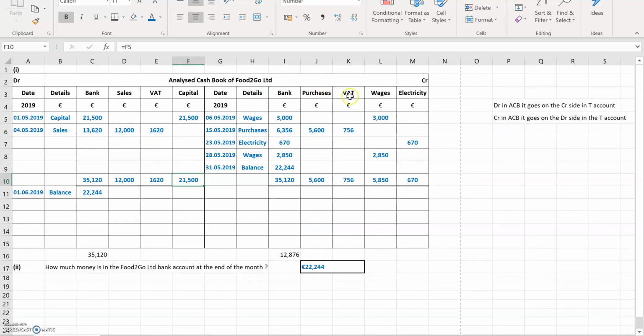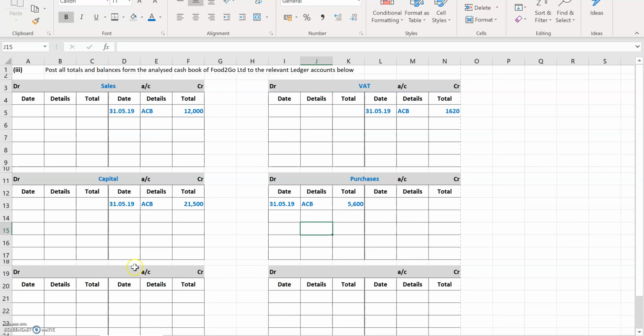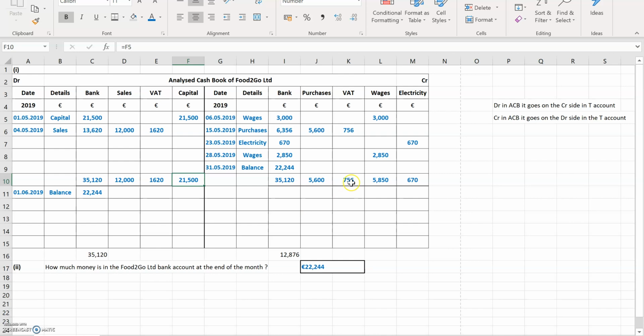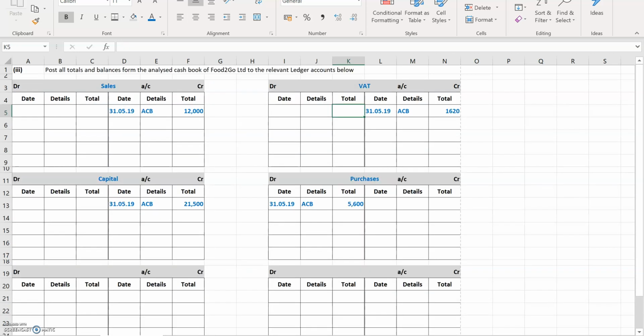Then we look at the next one. So VAT. It's on the credit side in the analyzed cash book, so it goes on the debit side in the ledger accounts. We have a VAT account opened up already up here, and it's going to go on the debit side. The amount is 7,560. What's the date? It's going to be the 31st of the 5th, 19. Where's it coming from? Analyzed cash book. So we know here that the debits and credits aren't equal, so we're going to balance these up later on when we've all the totals put in.